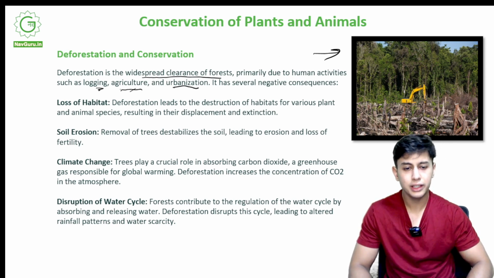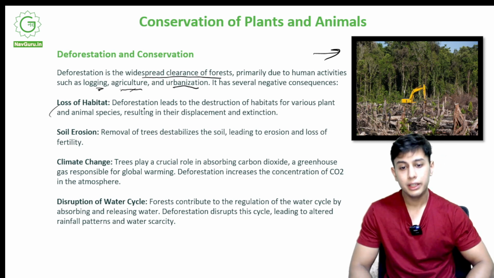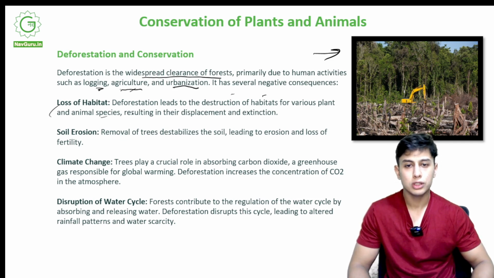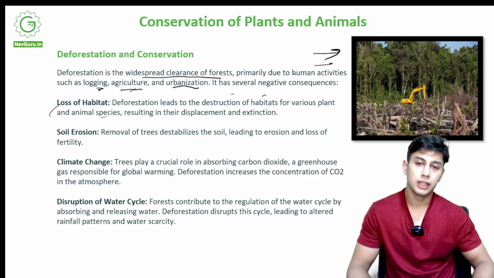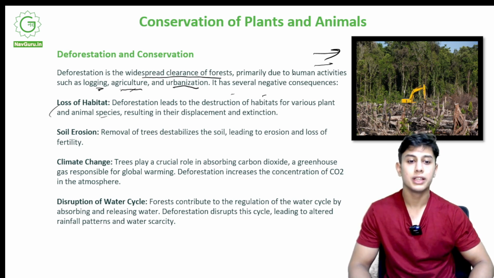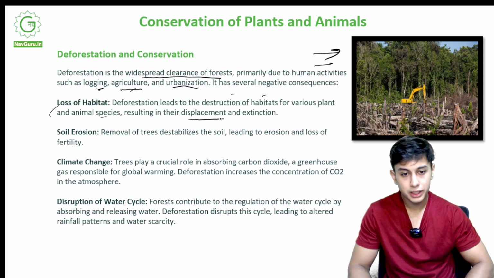It has a very negative impact on the environment. Loss of habitat. Loss of habitat for whom? For the species, for the animals. Deforestation leads to the destruction of habitats for various plant and animal species. Whatever birds were living in those trees, whatever insects, whatever animals were living in that forest, have now become homeless. So that is a loss of habitat, resulting in their displacement and extinction.